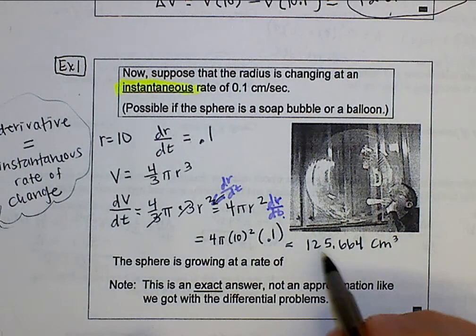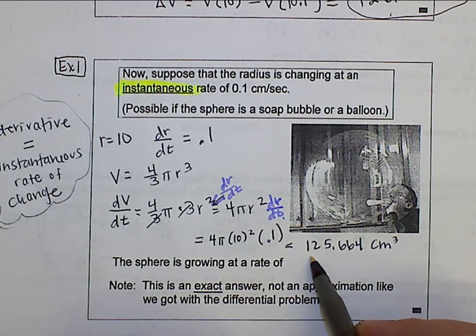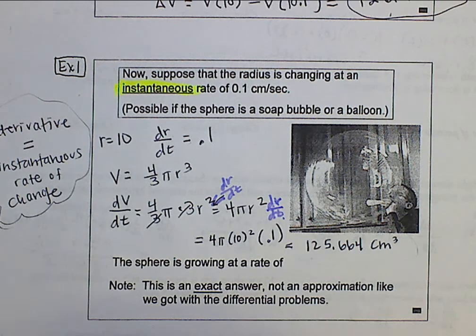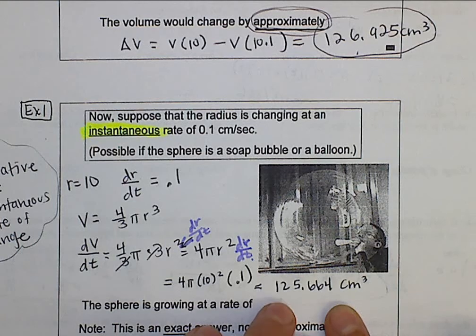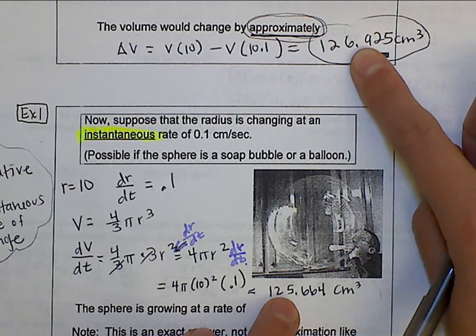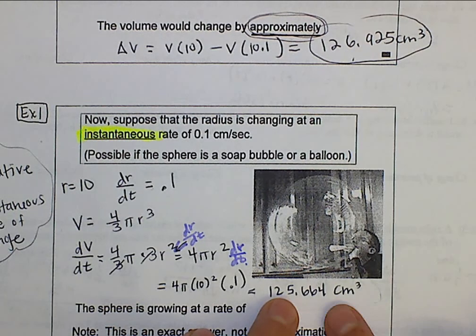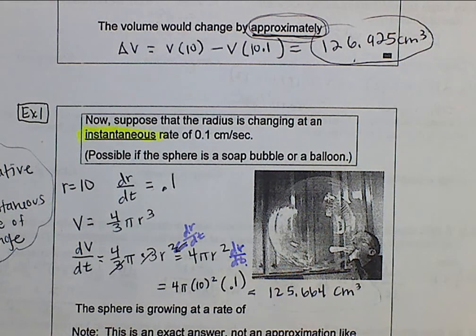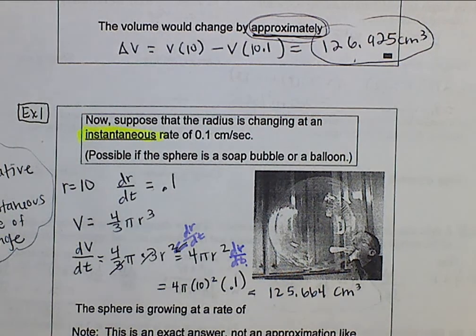So this is the instantaneous rate of change of the volume when you change the radius by 0.1. This is an exact answer. So our approximation was actually pretty close, but this is it exactly. Not a bad approximation though. Okay, so this is a related rate problem.